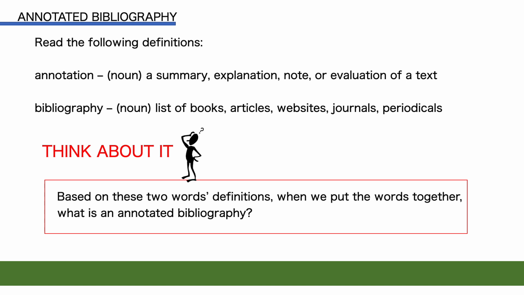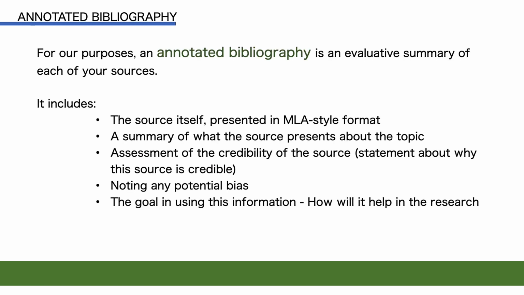An annotation is a summary, explanation, note, or evaluation of a text. You're familiar with making annotations as you read through texts in your English class. A bibliography is a list of books, articles, websites, journals, or other periodicals. So based on these two definitions, when we put the words together, think for yourself, what is an annotated bibliography? For our purposes, an annotated bibliography is an evaluative summary of each of your sources.